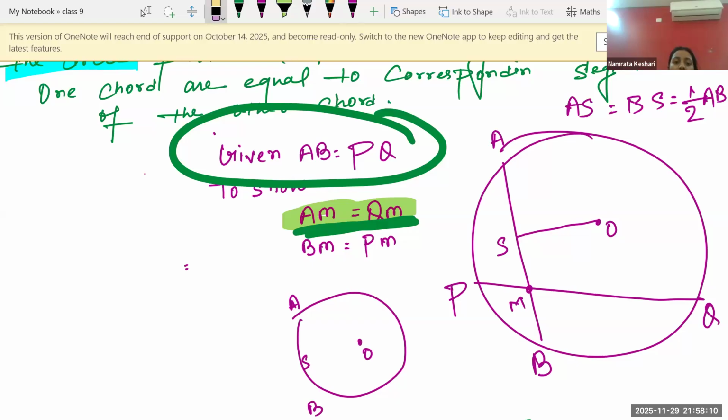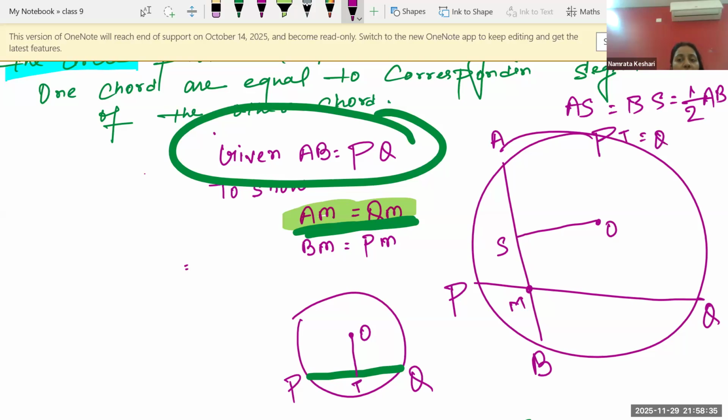Similarly, we do the same thing with the other chord as well. We are drawing PQ. Here is the center. We will drop the perpendicular OT and say here also the chord is getting divided into two equal parts. PT and QT are the same, both equal to half of PQ.